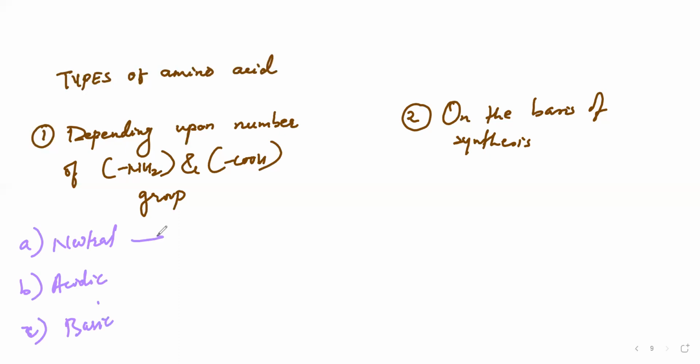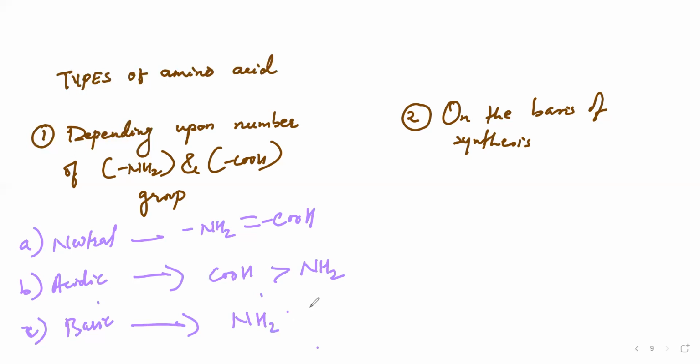So neutral means nothing but both these groups, that is NH2 and COOH, they will be equal. In acidic, what will happen is the COOH will be greater than NH2. Whereas in the basic, it will be the opposite, that is NH2 will be greater than COOH. So these are the three classifications depending upon the number of NH2 and carboxyl group, whether it's equal, greater or lesser.